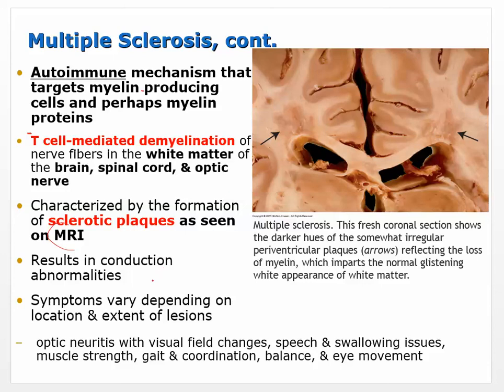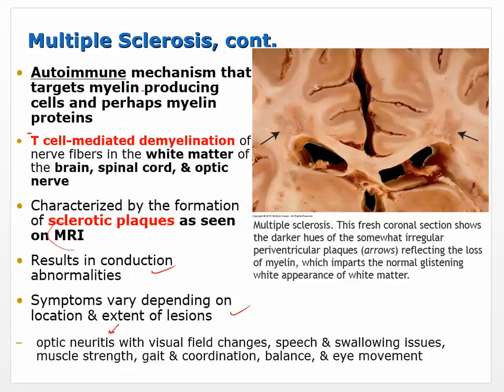It results in conduction abnormalities. That makes sense because we're talking about myelin. Symptoms may vary depending on the location and the extent of lesions. Again, with some of the diseases we've talked about, they start in a certain area. MS doesn't necessarily do that, although it does have some favorite symptoms.